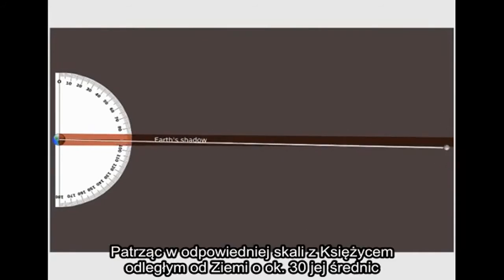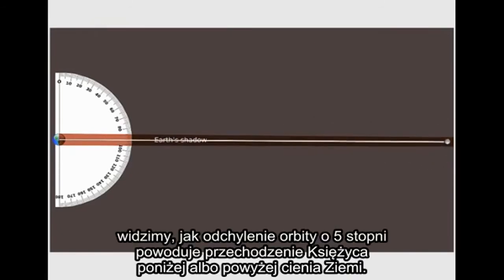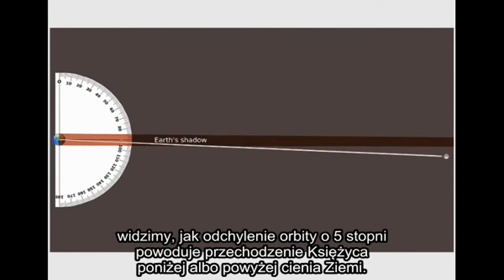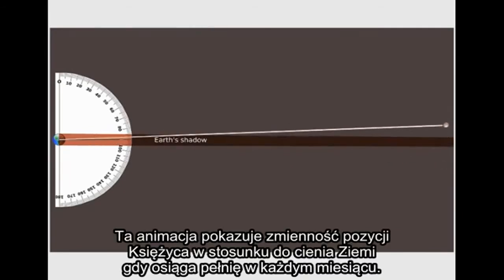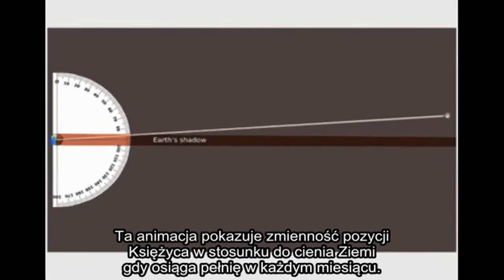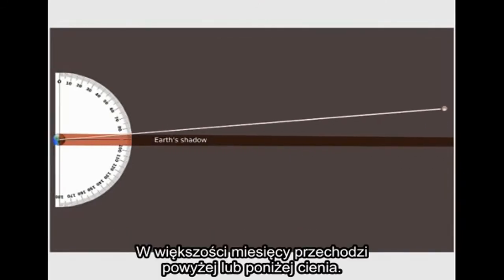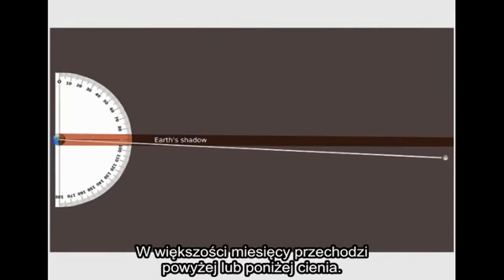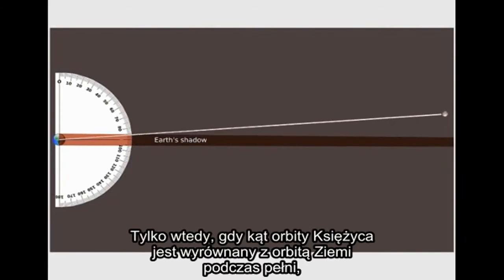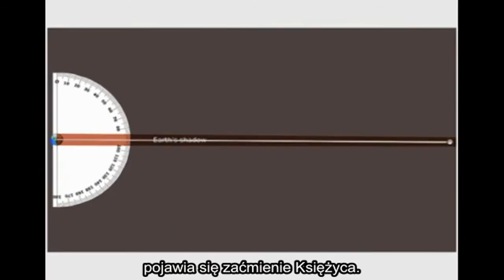When shown to proper scale, with the moon about 30 Earth diameters away, you can see how the orbital tilt of 5 degrees can cause the moon to pass below or above Earth's shadow. This animation shows the variation of the moon's position in relation to the Earth's shadow when it reaches full moon each month. Most months it passes above or below the shadow. Only when the angle of the moon's orbit is aligned with Earth's orbit at full moon does a lunar eclipse occur.